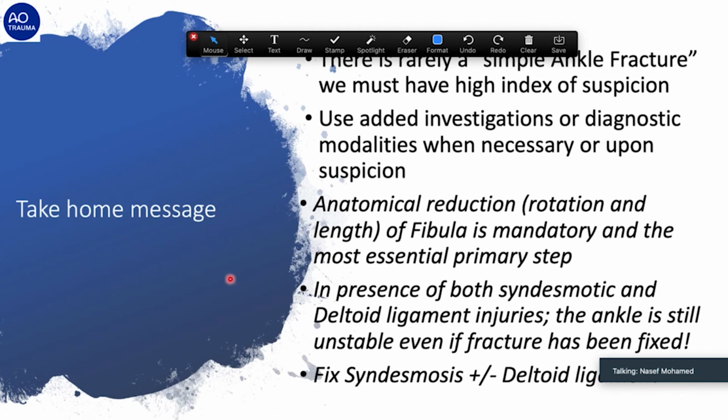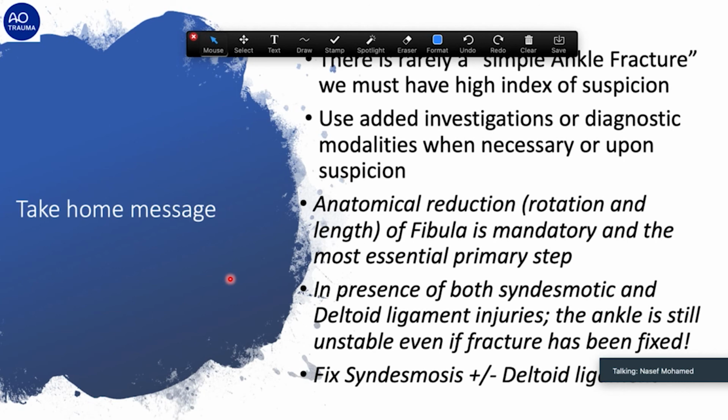So in the end, as a take-home, there is very rarely a simple ankle fracture. You should have a high index of suspicion. Even on the phone, you can ask a simple question. You should not be afraid to use other diagnostic or investigation modalities when you have suspicion. You should know how to reduce the most important part. Reduce your fibula. The fibula is the cornerstone, the rotation and the length. And we have to know how to assess that.